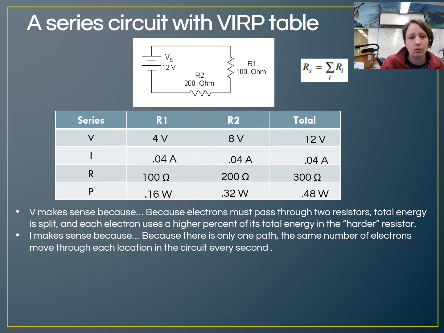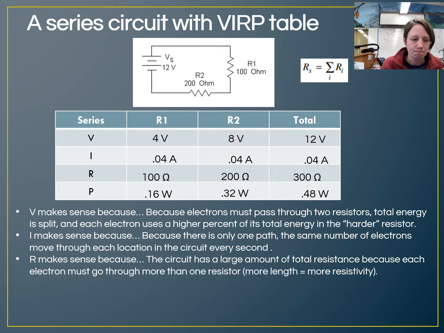The current row makes sense because, as we said before, electrons are conserved. We can't gain or lose them. There's only one path. Therefore, we have to have the same current everywhere in the circuit. The resistance values make sense because if you have to go through two resistors back to back, that's going to be a harder overall resistance. It's like adding more length to a wire. It's got a larger resistivity.